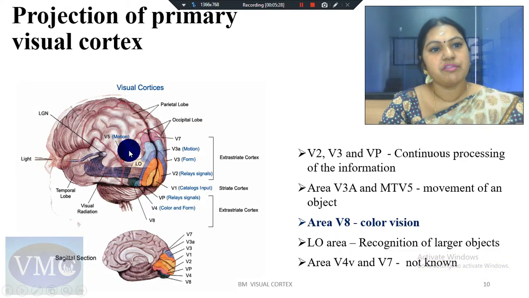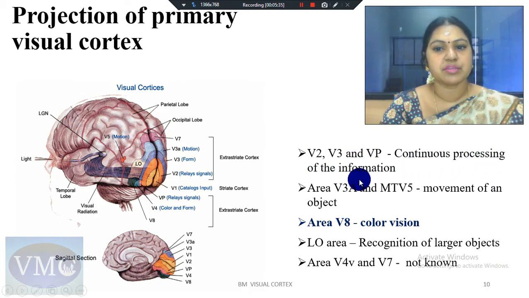So projections of primary visual cortex. What are the projections? V2, V3 and the parietal cortex carry continuous information. Area V3 and the temporal lobe, movement of an object. Area V8 is concerned with color vision. The yellow area recognizes larger objects. V4 and V7, we do not know the function. So here you can see V1, V2, V3, V3A, V4, V7, V8 and so on.